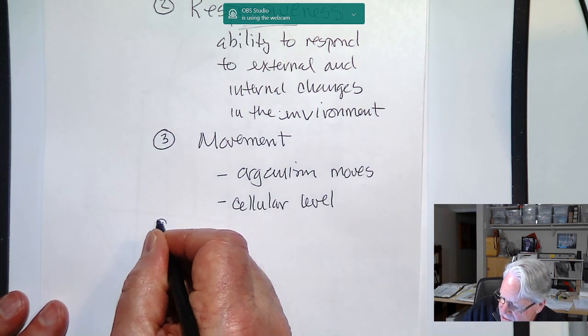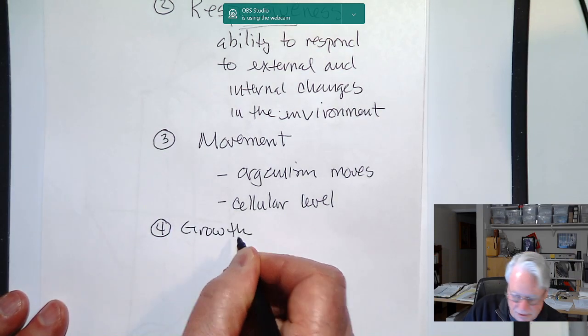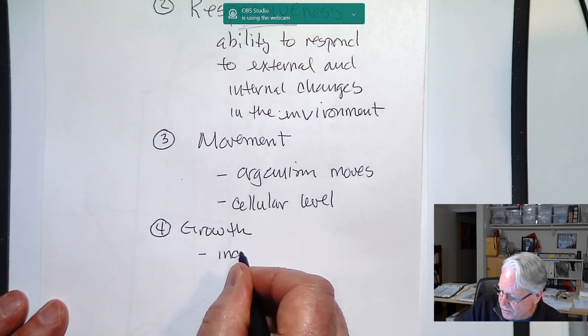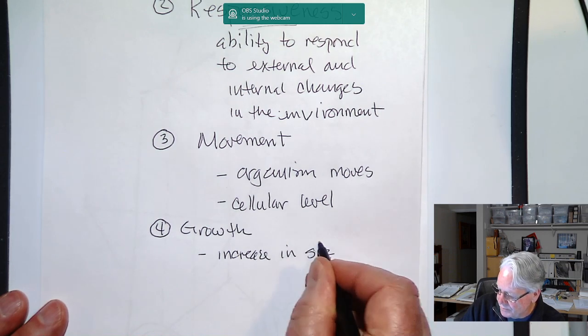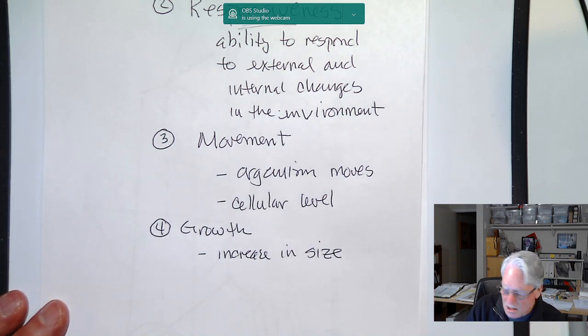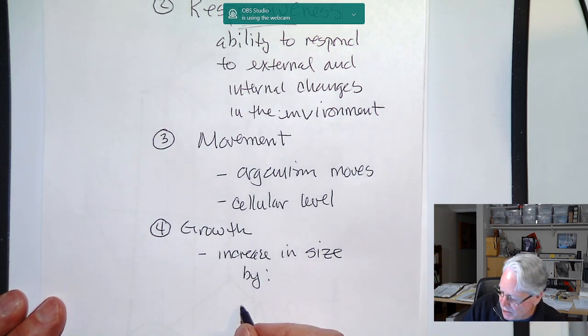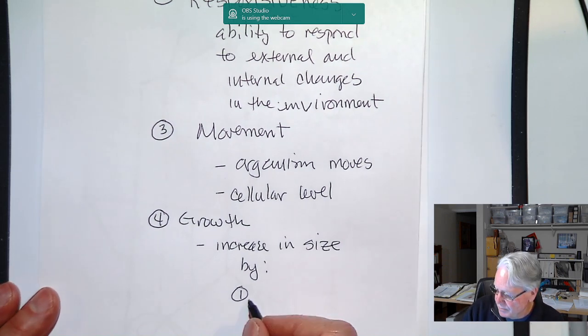A fourth characteristic is growth. Okay? So growth can be defined as an increase in size. You can increase your size by, number one, increasing the number of cells.